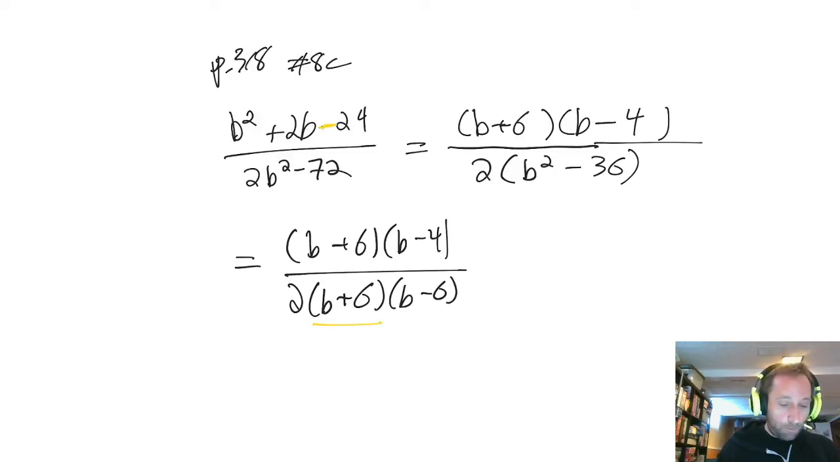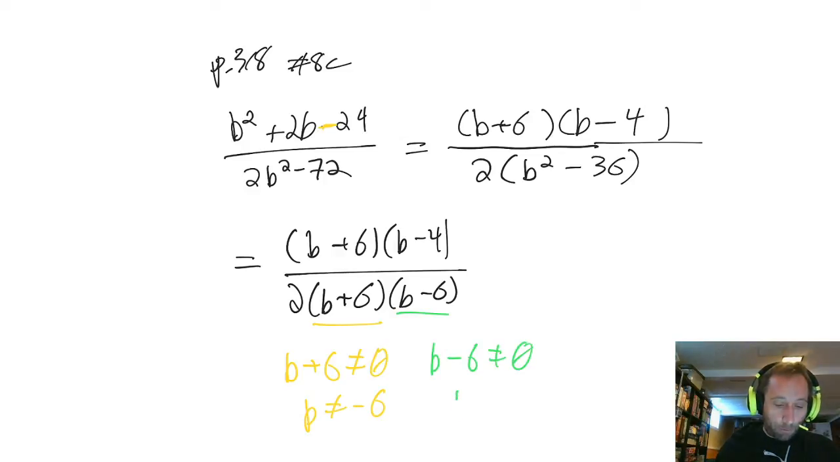Well, once again, we're going to want to look at our denominator to figure out what our non-permissible values are going to be. So one possibility, we want to make sure that b plus 6 is not equal to 0, so therefore b cannot be equal to a negative 6. And we want to make sure that b minus 6 is not equal to 0, and b cannot be equal to 6. Note that we don't have to do anything with the 2.